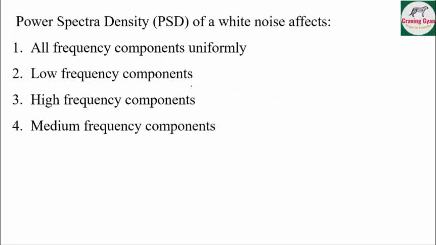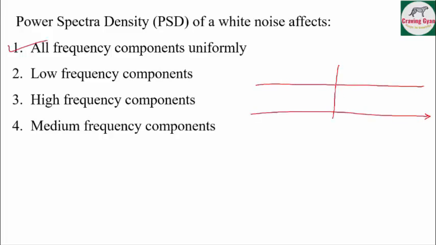Power spectral density of a white noise affects all the frequency components uniformly, because what is the power spectral density of a white noise? It has a constant amplitude with value equal to N0 divided by 2. So white noise is the one which affects all frequency components. A pink noise affects only a particular range of frequencies. So option 1 is correct.